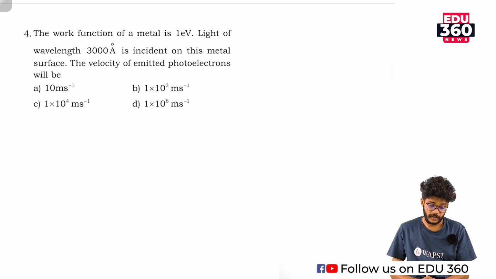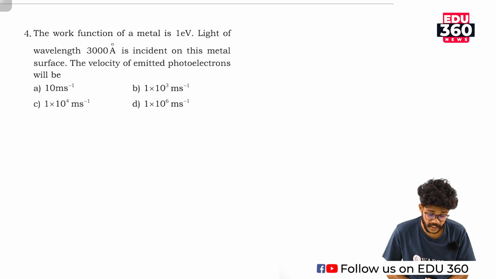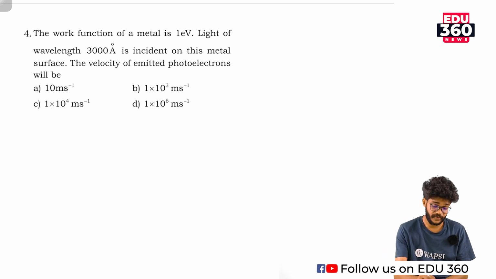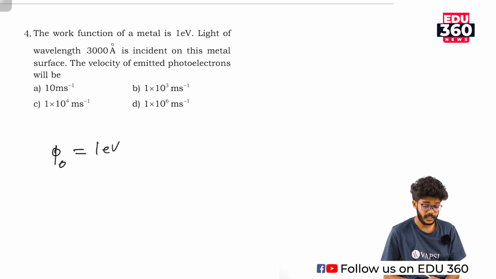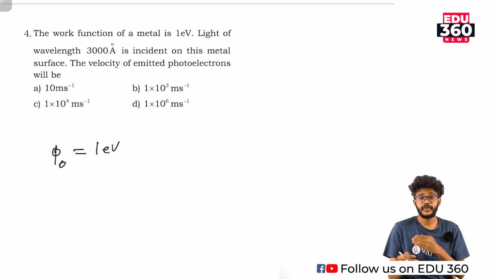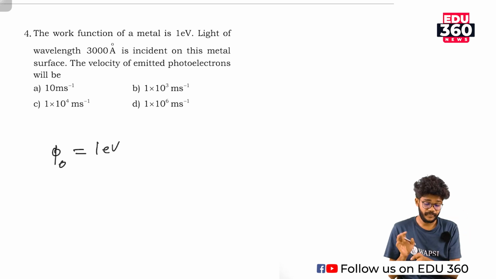The work function of a metal is 1 electron volt. Work function phi naught is given as 1 electron volt. Light of wavelength 3000 angstrom is incident on this metal surface. The velocity of emitted photoelectrons will be? So we want to find the velocity, so we want to relate the velocity with the wavelength.